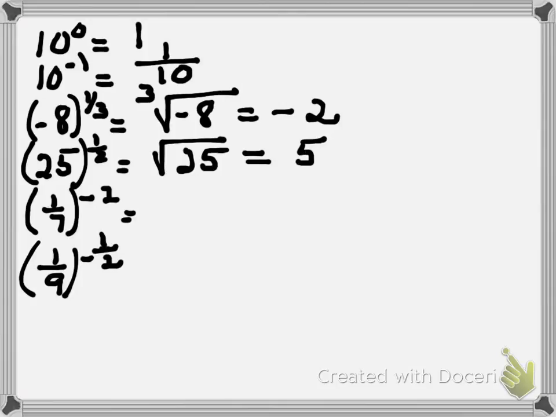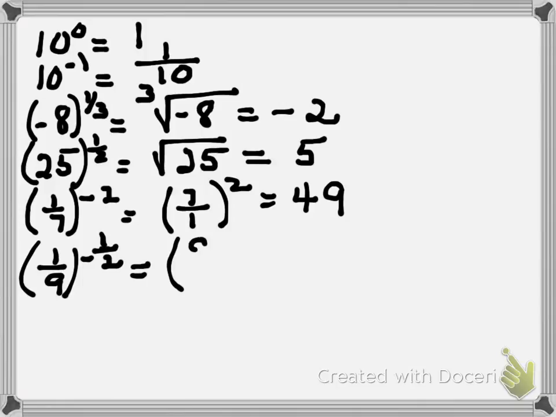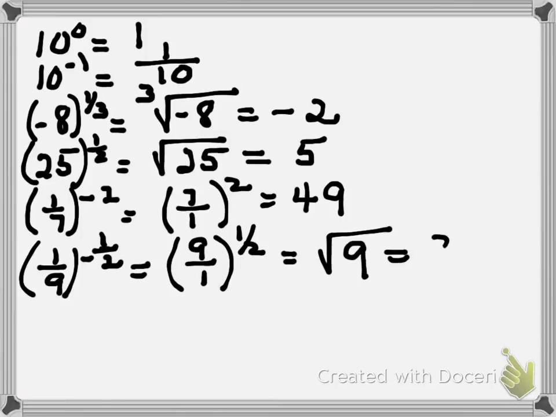1/7 to the -2 power, because it's a fraction to a negative exponent, make it 7/1 and take it to the +2 power. So we're getting 7 squared, or 49. This one says take 1/9, and because it's a negative exponent, flip it over, 9/1, and take it to the 1/2 power, 1/2 being square root. So this is the square root of 9, which is 3.